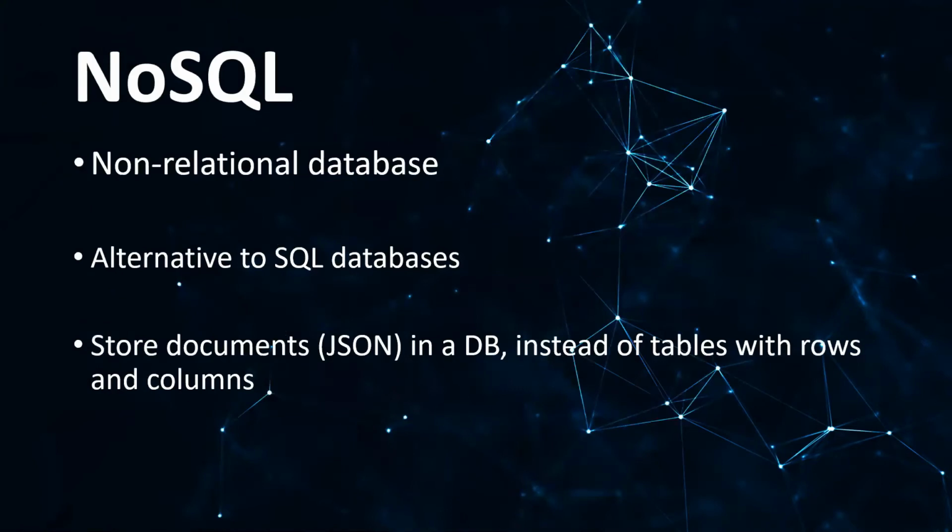NoSQL basically stands for not only SQL, that is, non-relational database. This is an approach to database design that provides flexible schemas for storage and retrieval of data beyond the traditional table structures, which is commonly found in relational databases, that is, SQL databases. So you can say that it is an alternative to SQL databases. Here the data will be stored in JSON format in documents.